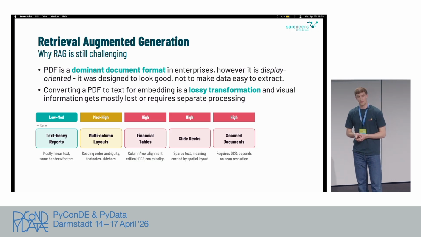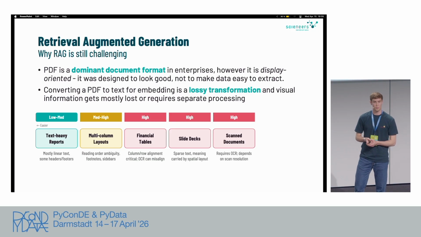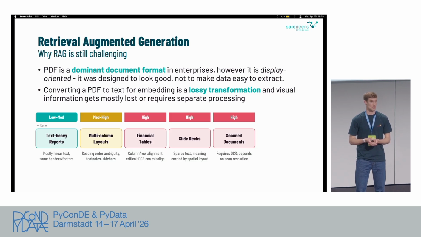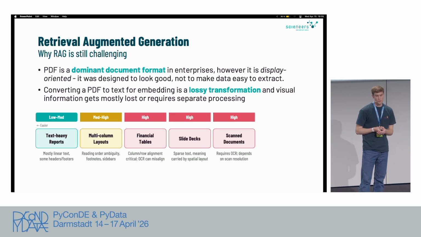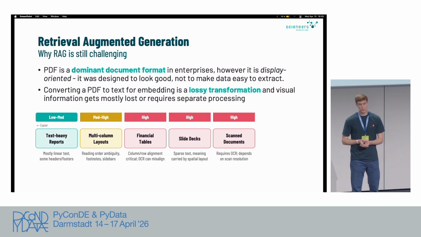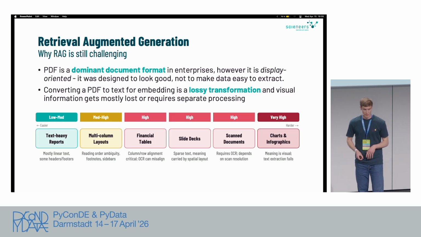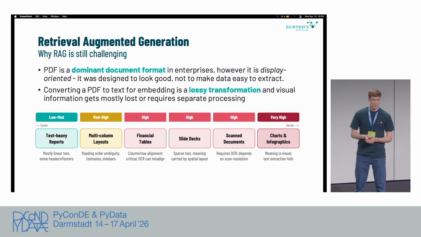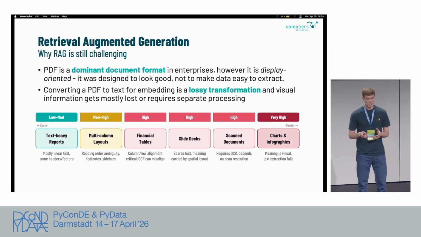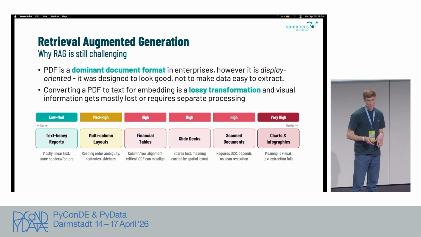It also gets more difficult if you think about slide decks, for example PowerPoint presentations converted to PDF, because most of the information is actually encoded visually, and there might only be sparse text. It's also more difficult for scanned documents, which require you to use an OCR solution in the first place because the text is not machine readable. And it gets really difficult if you want to handle charts or infographics, because the meaning is purely visual, and only extracting the data labels of your charts might not get you anywhere.